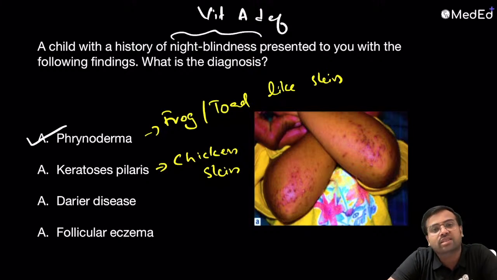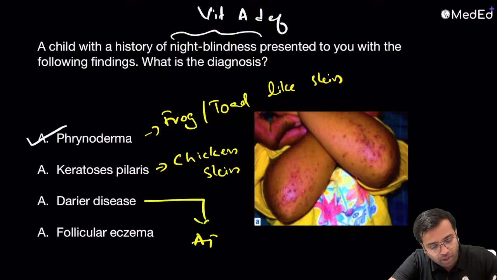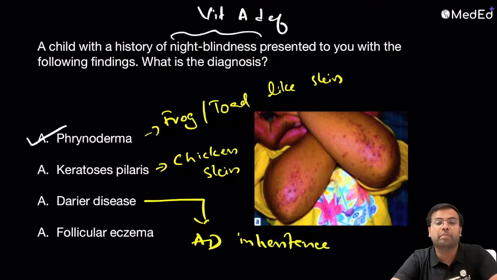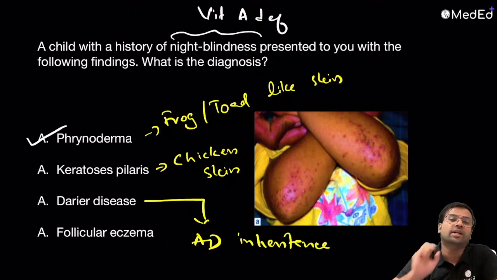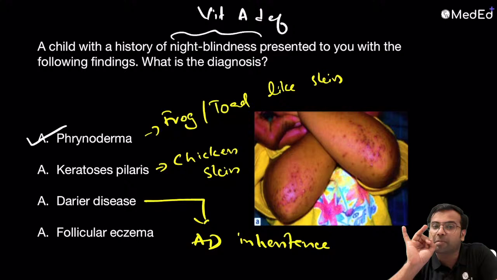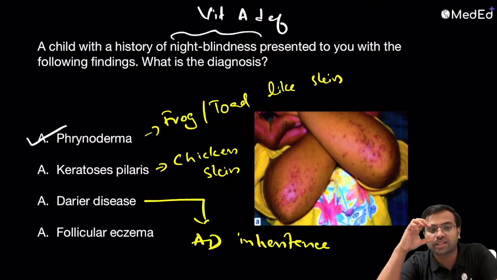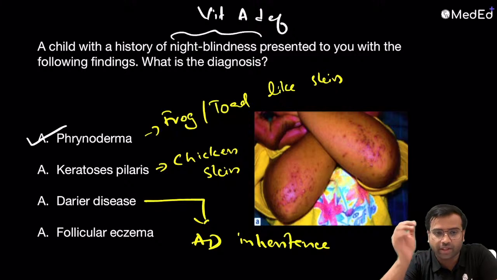Whereas, what is Darier's disease? Darier's disease, in which section would we have learned about Darier's? So Darier's is a skin condition. It is an inherited kind of vesicular bullous disease, which is usually autosomal dominant in inheritance, where a patient can present to you with dirty, warty, malodorous papules over the seborrheic sites. So that is another disease called Darier's disease.